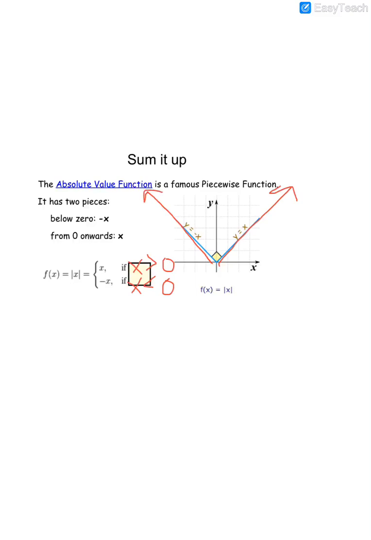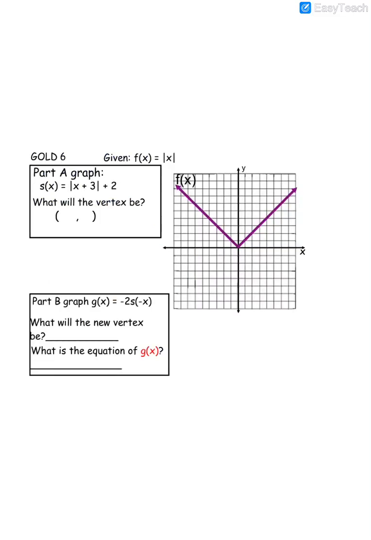Okay, again, the absolute value function is decreasing when it's less than 0, increasing when it's greater than 0. All right, so silver friends are going to turn off the video, and then they're going to move on to the homework. Gold, you're with me. Stick with me. I'm going to do gold over here.